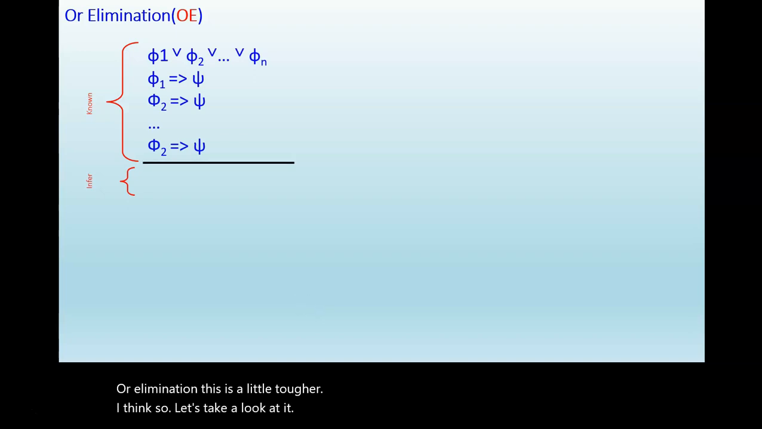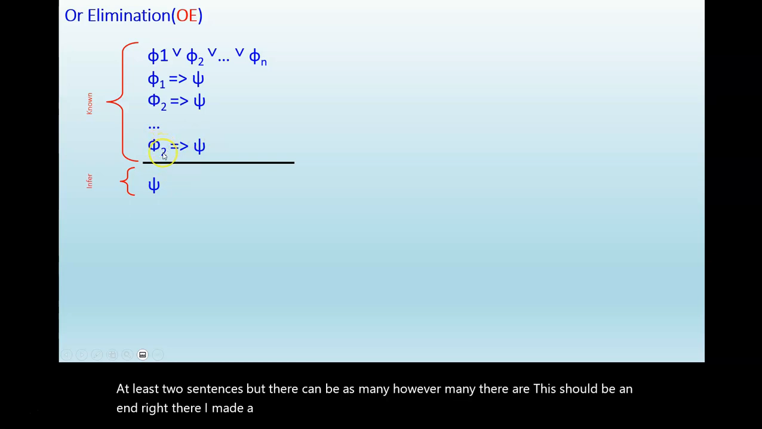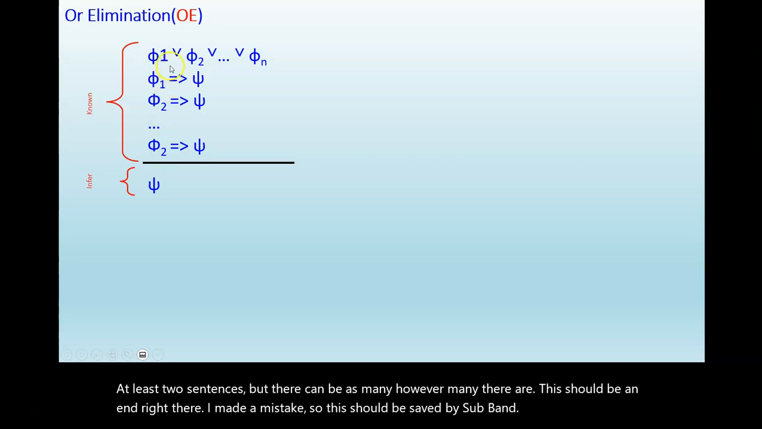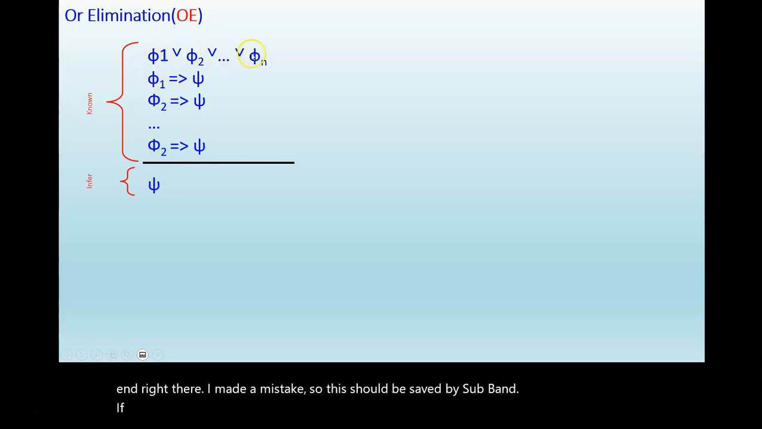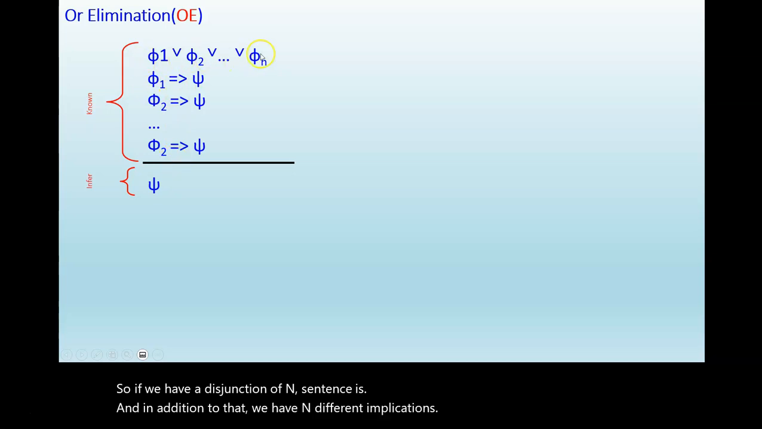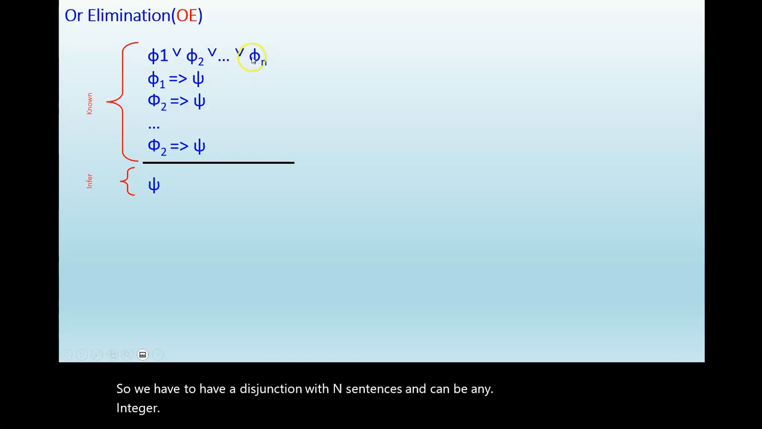Okay, so in our premises, we have to have at least 2 sentences, but there can be as many as there are. Oh, this should be an n right there. I made a mistake. So this should be, say, phi sub n. If we have a disjunction of n sentences, and in addition to that, we have n different implications. So we have to have a disjunction with n sentences. N can be any finite integer.